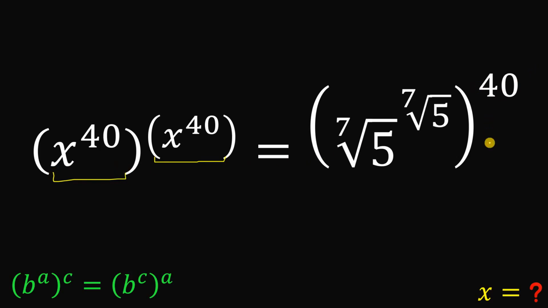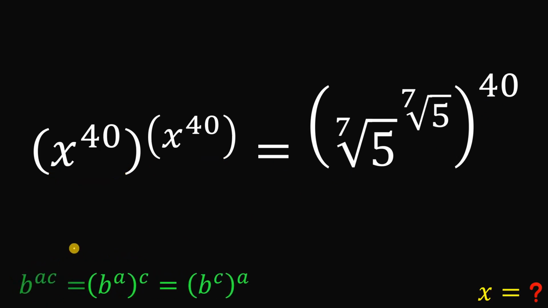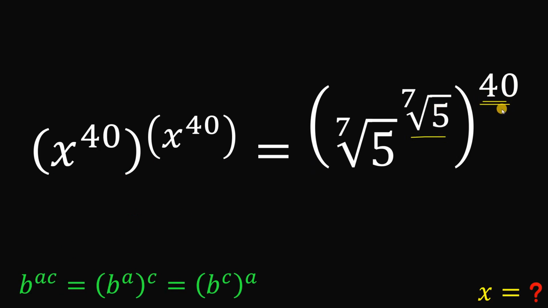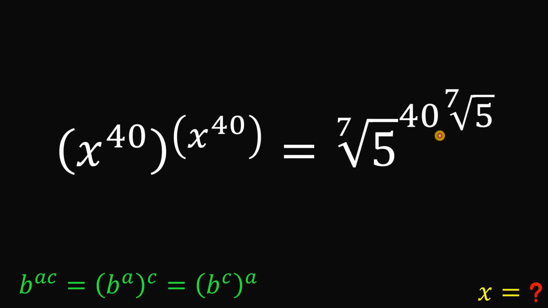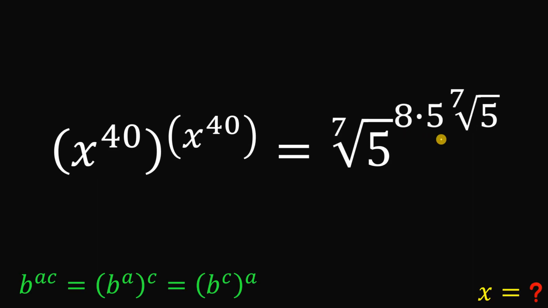Next, we're going to simplify the right-hand side of our equation. Take note, these two expressions are the same as b raised to the power of a times c, so we can multiply the exponents like this. At this point, notice that we can factor this 40 as 8 times 5. What's the purpose of factoring 40 as 8 times 5? We will see later on. But for now, we will use this form to simplify the right-hand side of our equation.